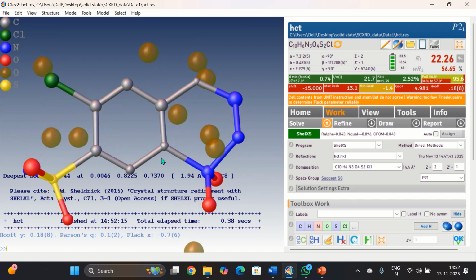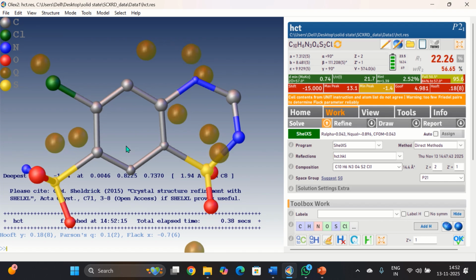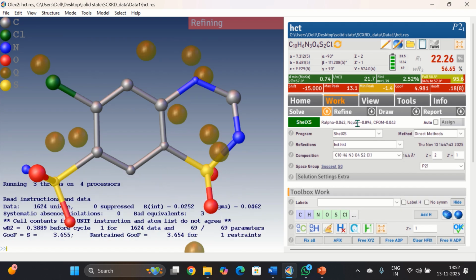Okay, so this atom, if we consider it to be nitrogen, this atom to be carbon, as you already know, the structure of this is hydrochlorothiazide structure, so we will just assign the atoms as we know. If we'll call it sulfur, we'll call it nitrogen, we'll call it chlorine. So now just refine it and see the R value.